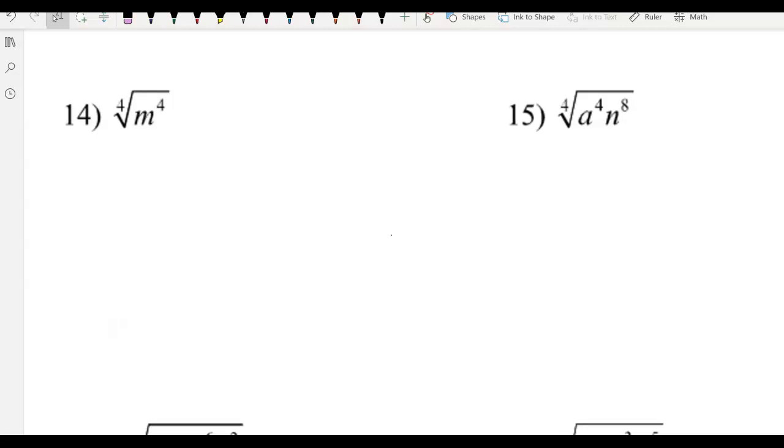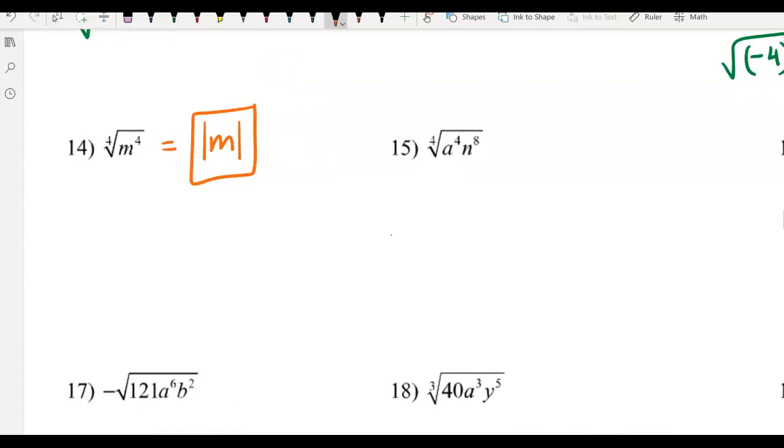Example 14. Index is what? Even or odd? Even. n to the 4th. Can we simplify that at all? Yes. What is the answer? n. Except we cannot have a negative answer when we have an even index. So we have to go and do what? Put in absolute value to make sure that this is never ever going to be negative.